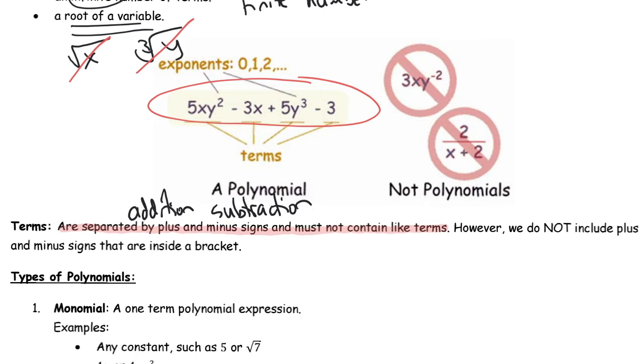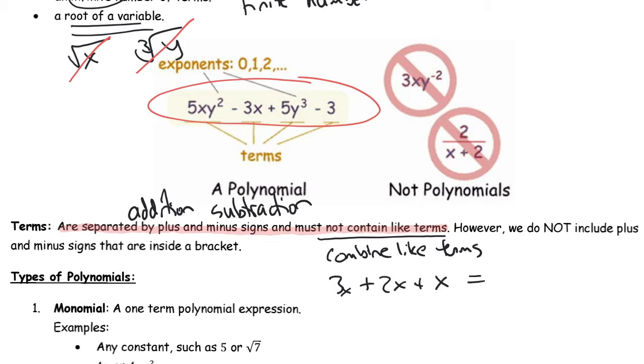And we don't want to have like terms. What we want to do is combine like terms. We don't want a whole bunch of the same thing. For example, we don't have an expression that's got 3x plus 2x plus x. If I had that written down, I would just put those together. I have 3 of them, 2 of them, and 1 more. That's 6 x's total.